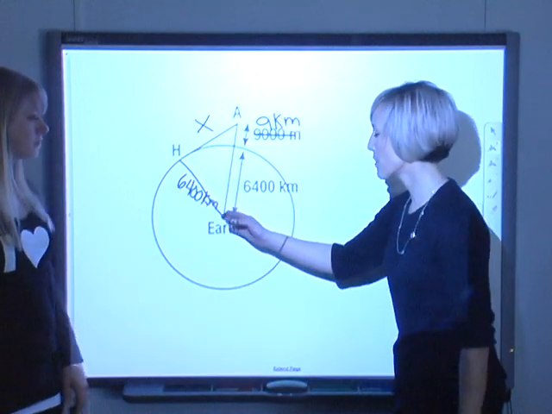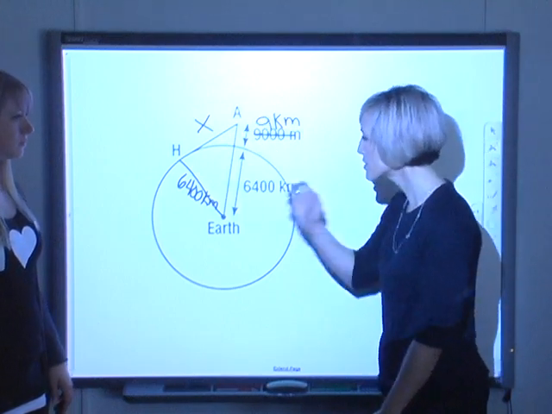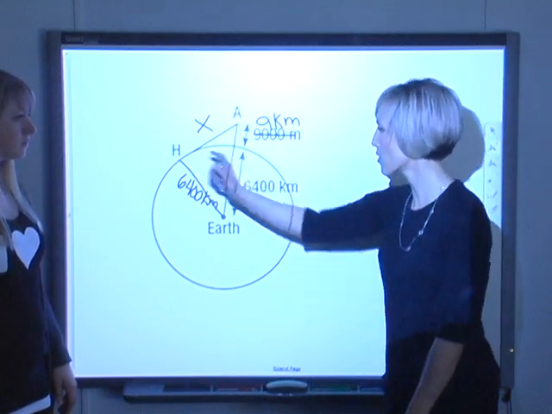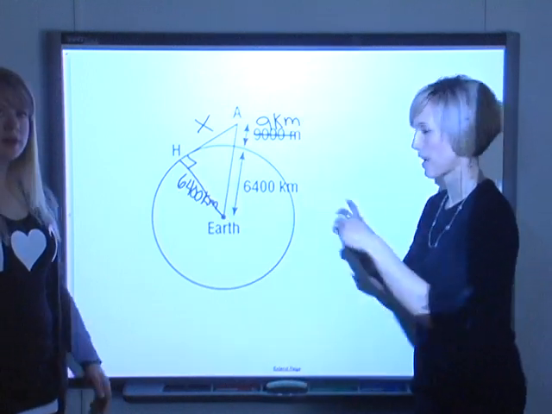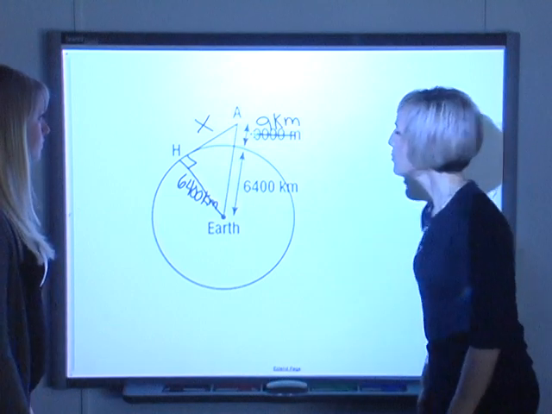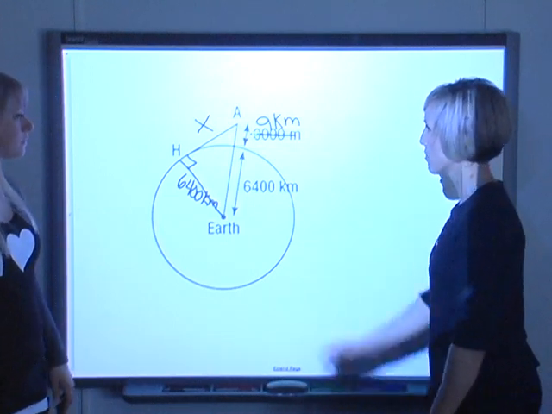And because I've drawn a radius to point H, I know that line segment AH is a tangent to the radius. Therefore, I can draw in the angle formed between the tangent and the radius at 90 degrees. We learned that from the tangent radius property. Perfect. So now what are we going to use to solve for line segment AH?